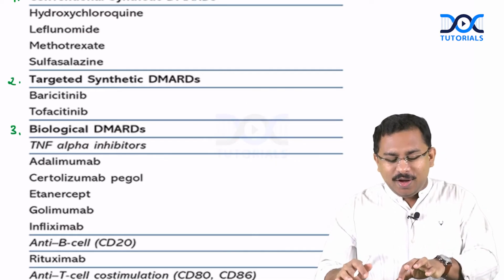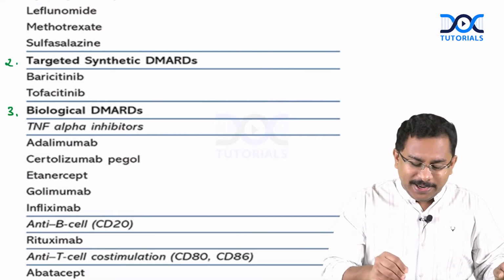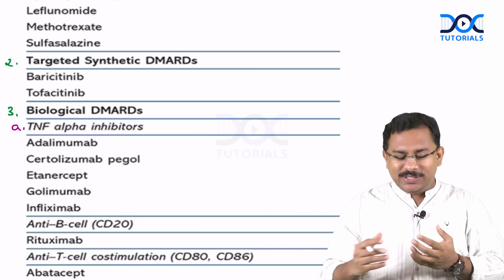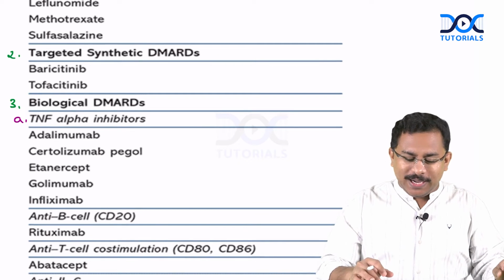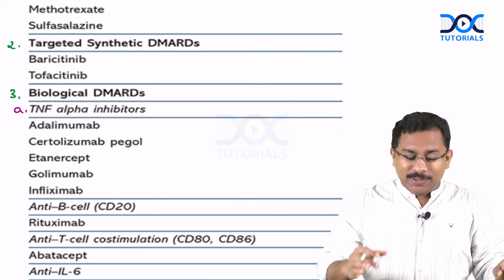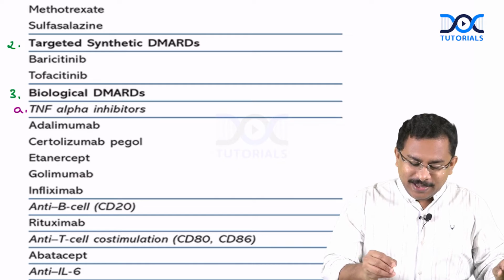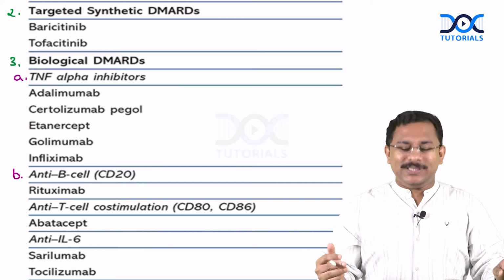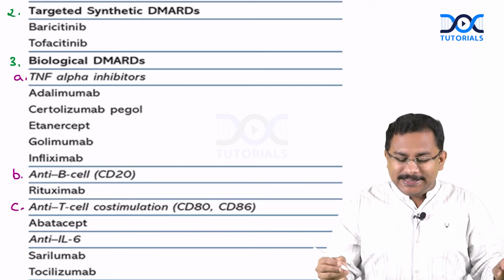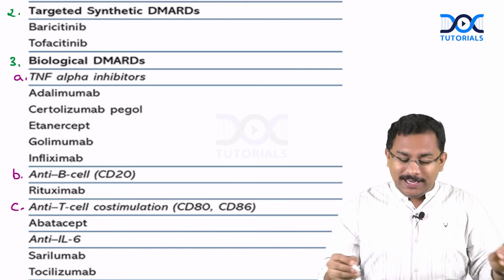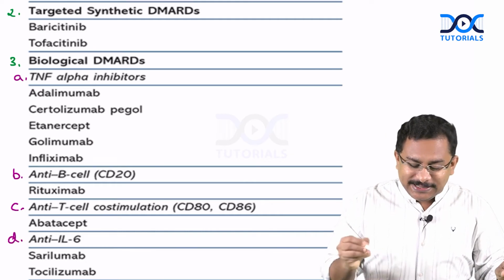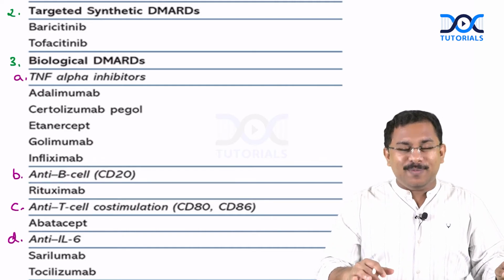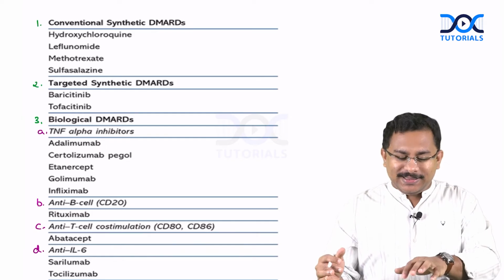Then you have the category of biological DMARDs, and in the biological DMARD category, one is the group of TNF alpha inhibitors, which includes adalimumab, certolizumab, etanercept, golimumab. So they are the TNF alpha inhibitors, and even infliximab also. Then the anti-B cell or anti-CD20, which is rituximab. Then the anti-T cell co-stimulation agent, that is abatacept, and anti-IL-6 agents, which are sarilumab and tocilizumab. So these are the agents available for the treatment of rheumatoid arthritis.